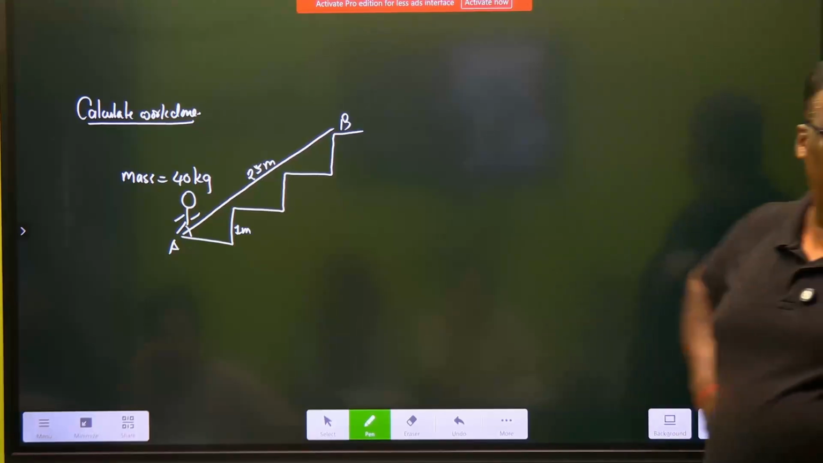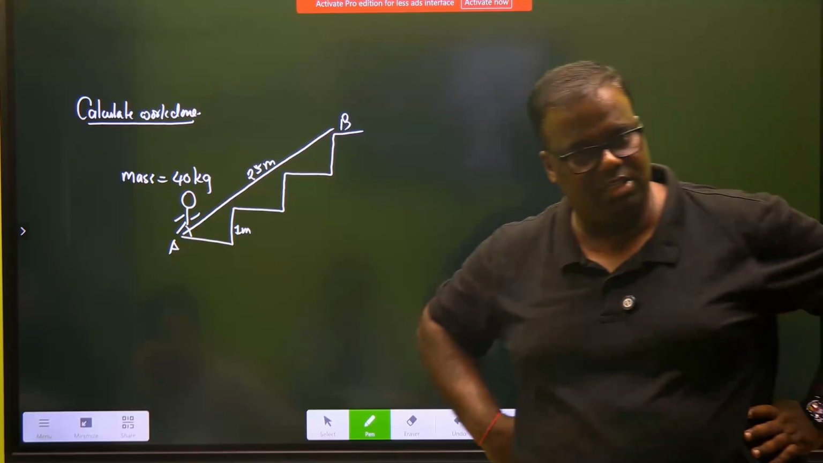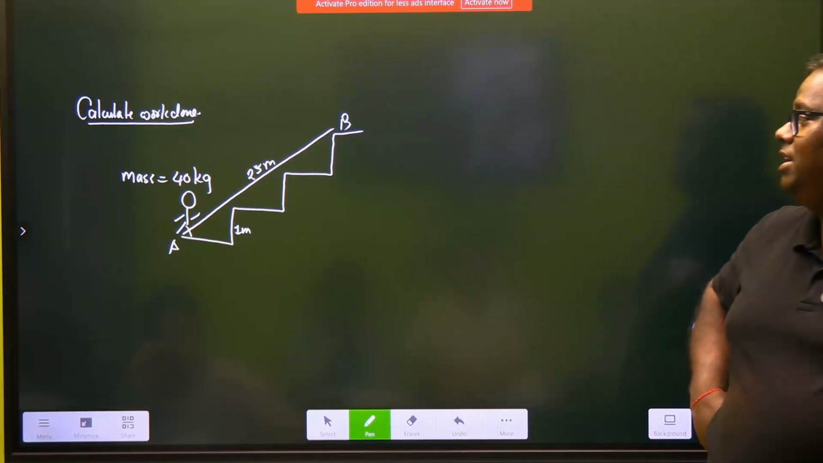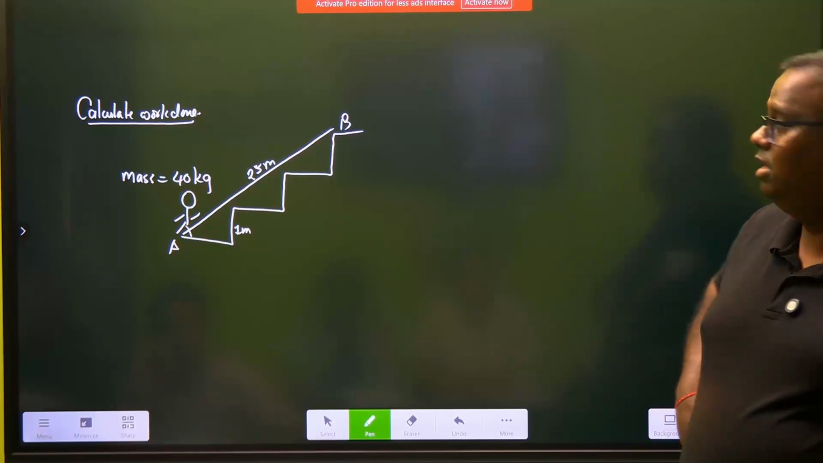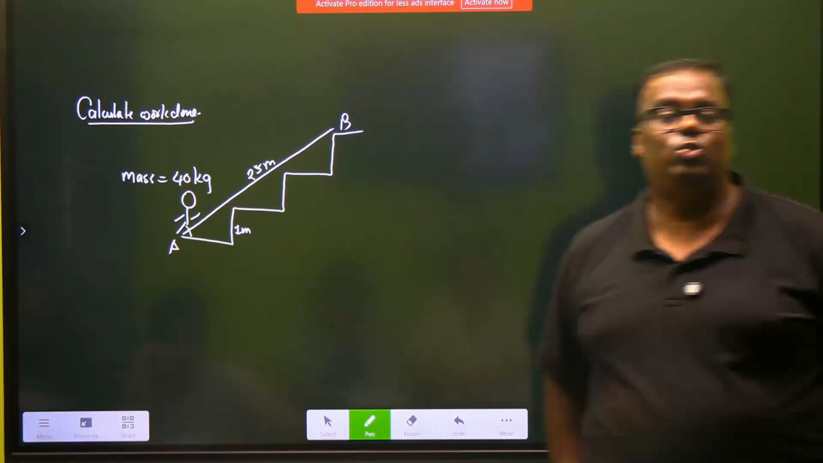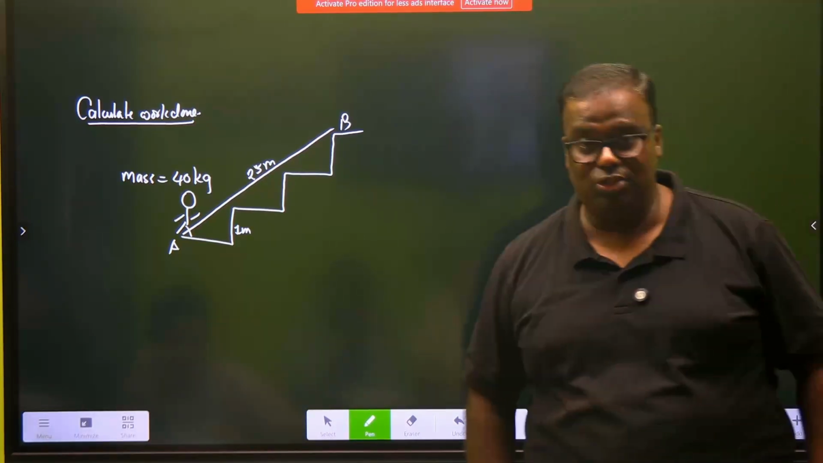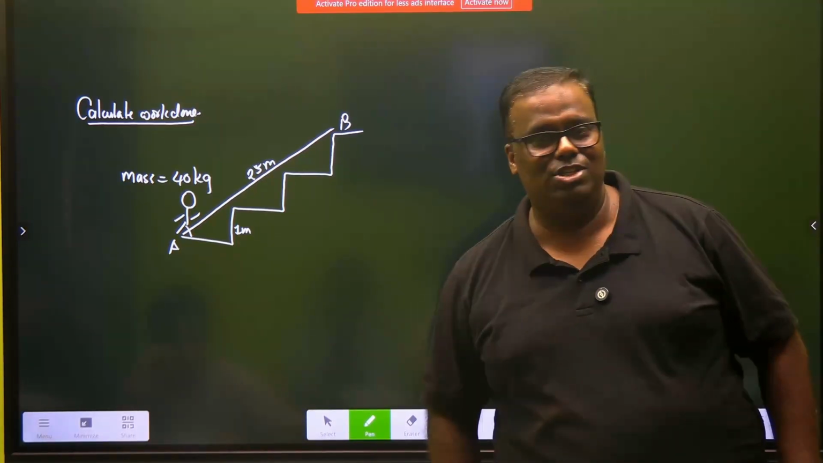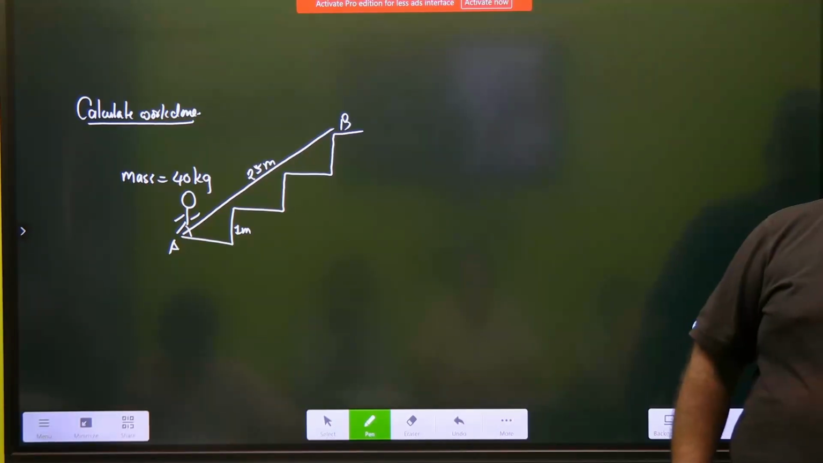So did you understand the problem? So we have a body whose mass is 40 kg, and this body is climbing steps. Each step is at a height of how much? 1 meter, and the distance from A to B is 25 meters. Calculate the work done by Ryan. He has to do some work, na? That's why he will sweat. How to approach this problem? Go by the basics.